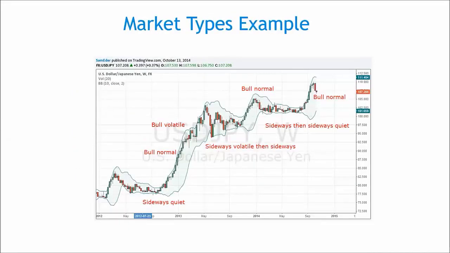You can see the primary market types here on the weekly chart of USD/JPY. We start with sideways normal, we move to bull normal, bull volatile, then sideways volatile, then a small bull normal market type again, sideways and sideways quiet, followed by bull normal. Can you see how it will be difficult to trade the same way in all these market types?